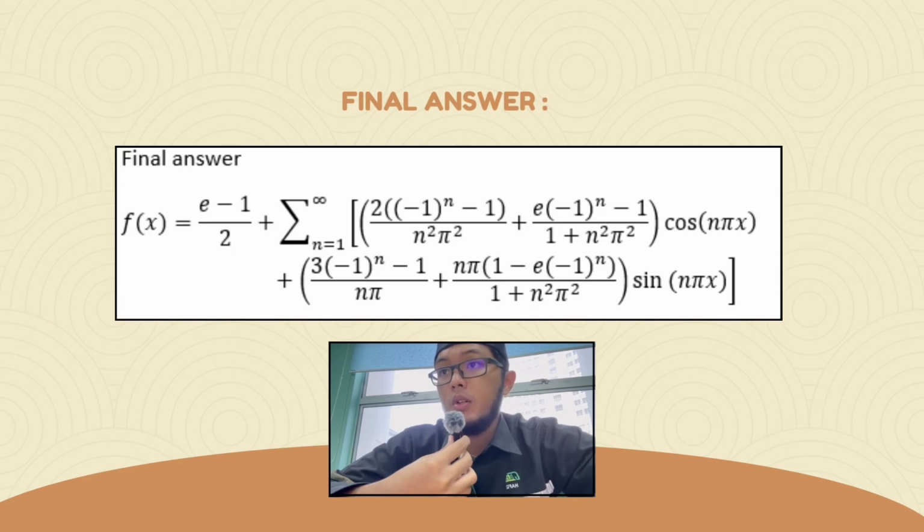So we input all the values of an, a0, and bn in here, and we'll get this expression right here.